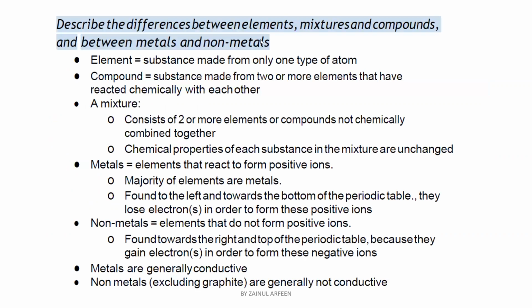So first, the definition of element. How do we define an element? A substance made from only one type of atom. So a substance consists of atoms or groups of atoms, but all the atoms are identical. When all the atoms are identical, what do we call that? We call that substance an element.